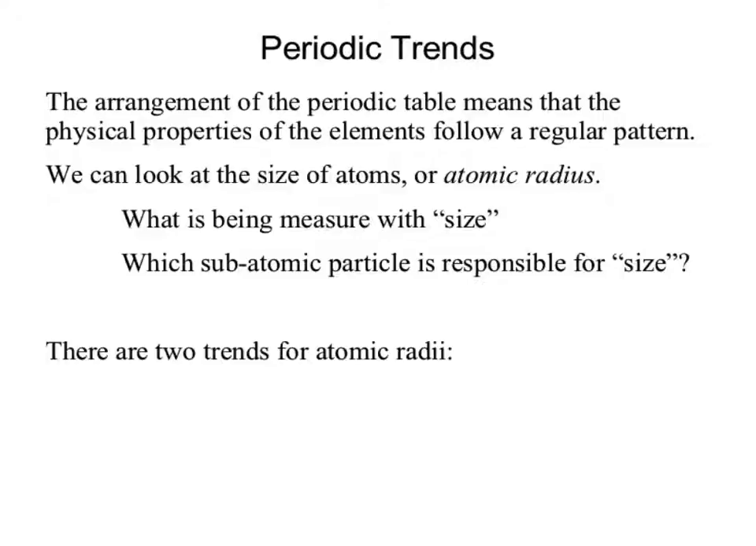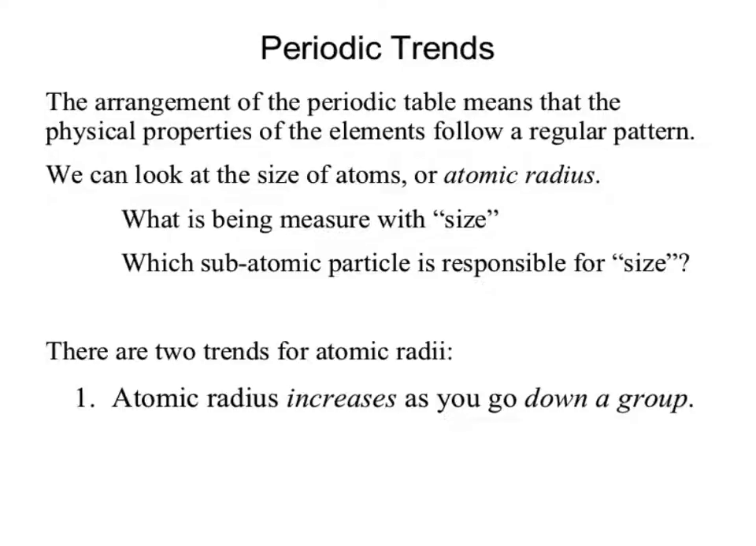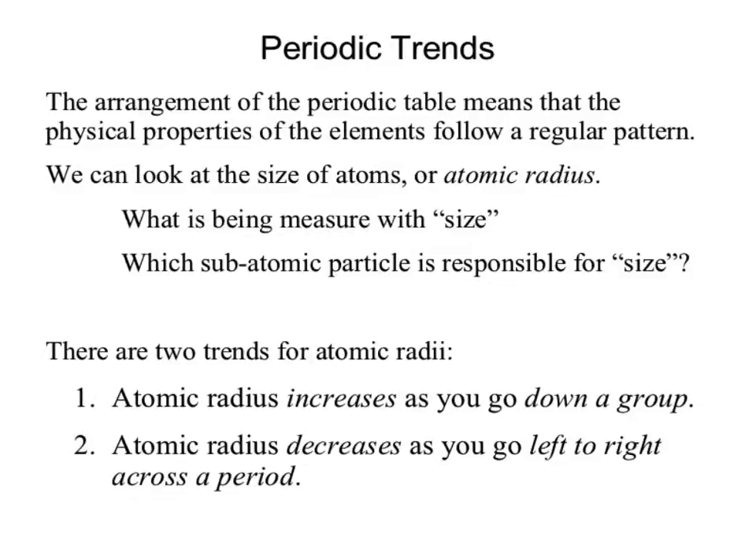What's the other trend? Rows get bigger from right to left. So we move right to left. What happens to the atomic size? It gets bigger, or smaller. Sorry, I don't know how I was doing that. Left to right, it gets smaller. Right to left, it gets bigger. Okay. Explain that one to me.